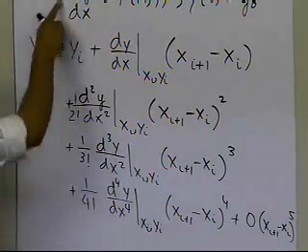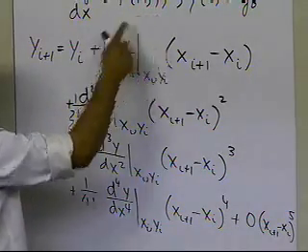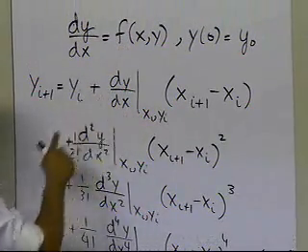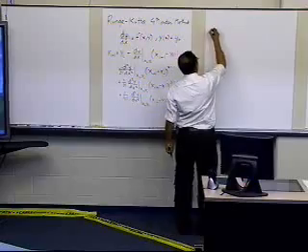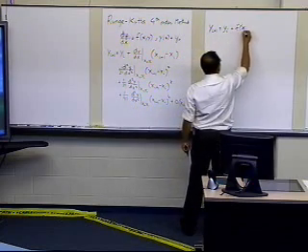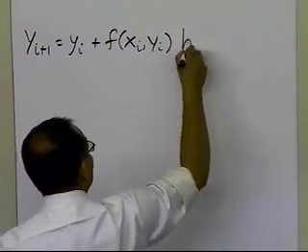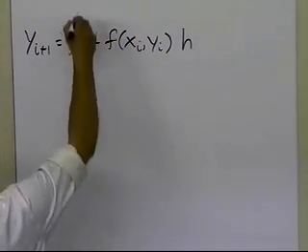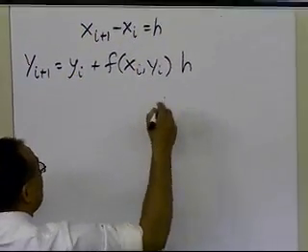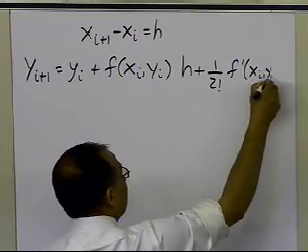Since dy by dx is the same as the function f of x comma y, I can substitute f for dy by dx. So let's see what I get. y sub i plus 1 is equal to y sub i plus the value of the function at x sub i, y sub i, times the distance between the point where I am and the point where I'm going. I'll call x sub i plus 1 minus x sub i to be h. The next term will be 1 by factorial 2 f prime calculated at x sub i comma y sub i, times h.